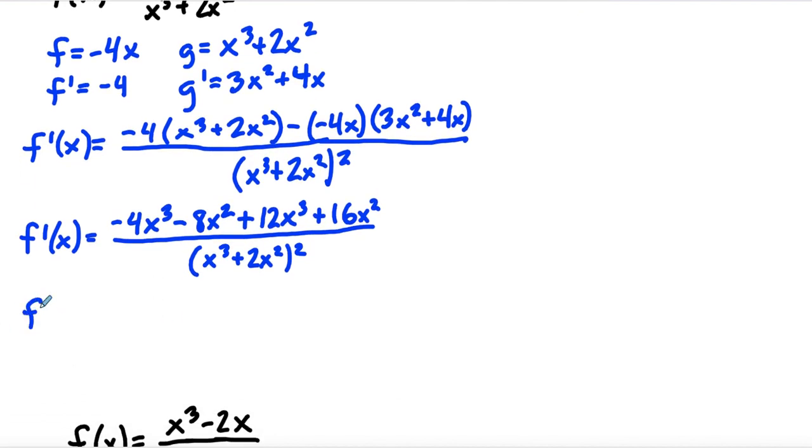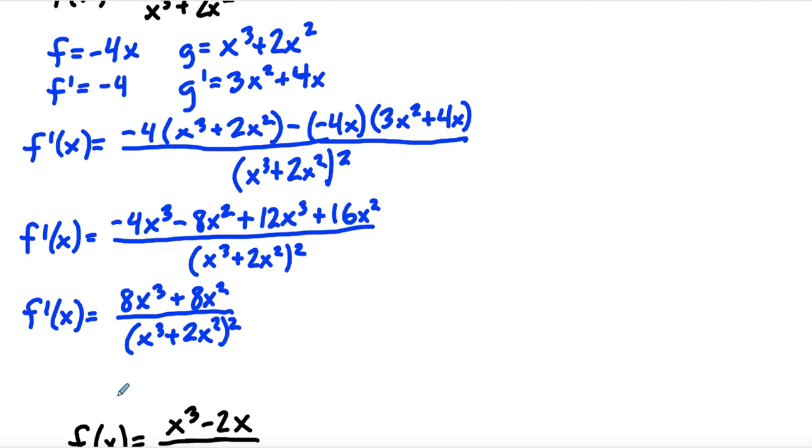Okay, so the final step I'm going to do here is combine my like terms. I have negative 4x cubed plus 12x cubed. That's going to leave me with 8x cubed. And then I have negative 8x squared plus 16x squared, which is going to leave me with plus 8x squared. And like I said, I prefer to just leave the denominator in parentheses squared. And we're done with this one.